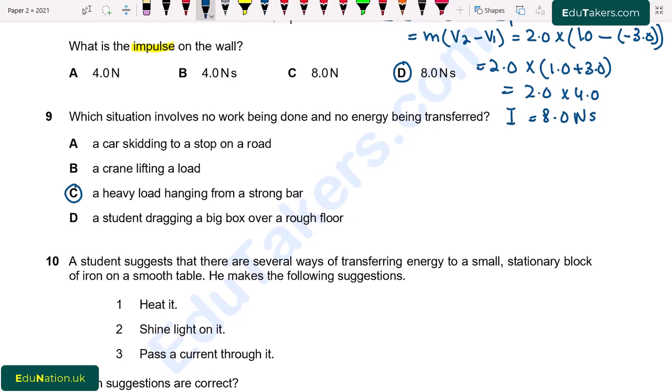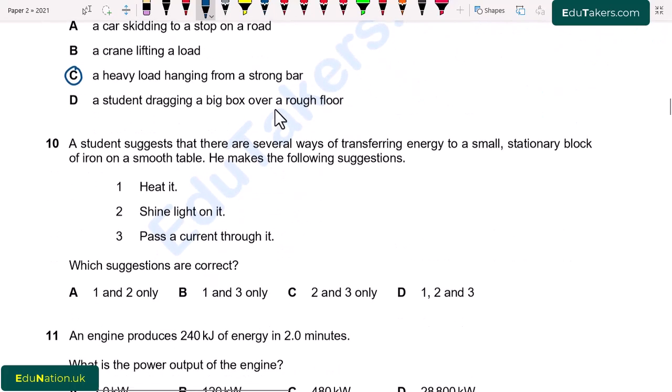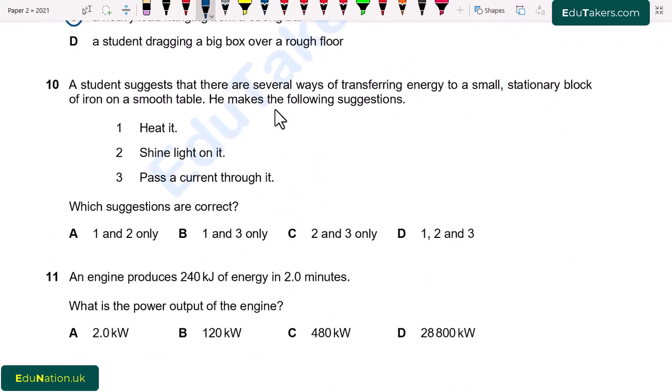Question number 10. A student suggests that there are several ways of transferring energy to a small stationary block of iron on a smooth table. He makes the following suggestions. 1. Heat it. 2. Shine light on it. And 3. Pass a current through it. Which suggestions are correct? So here we have to explain which suggestions are correct. First of all, here we have transfer of energy. When we heat an object, there will be the transfer of energy.